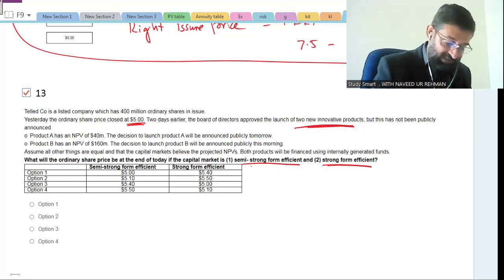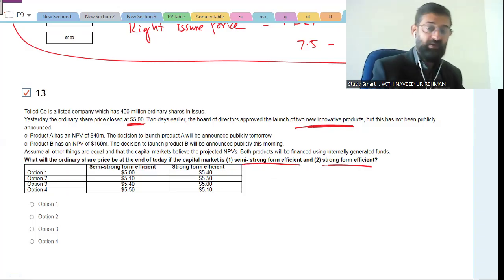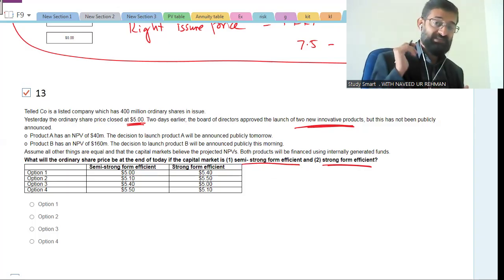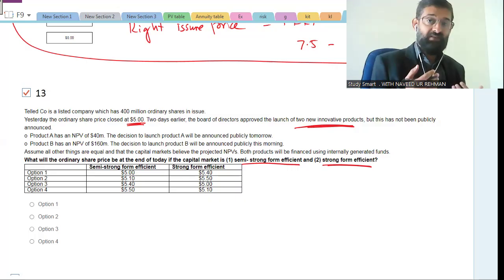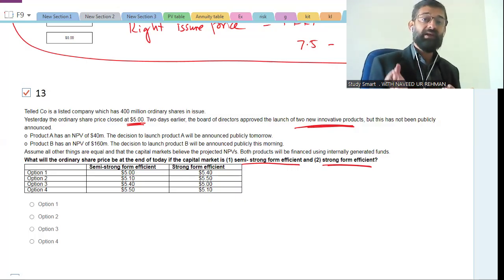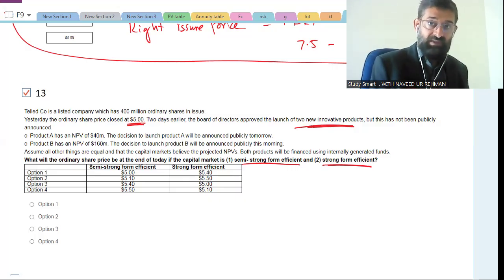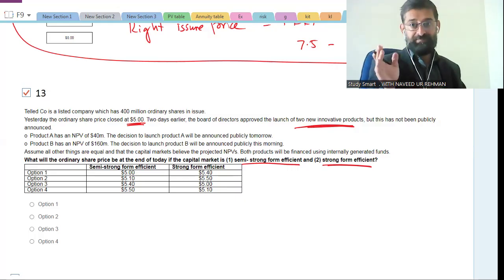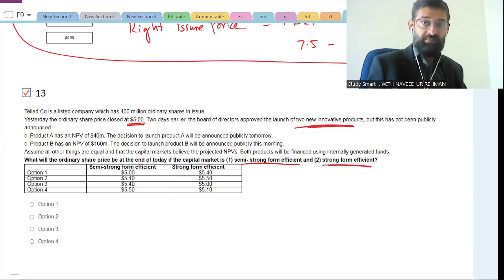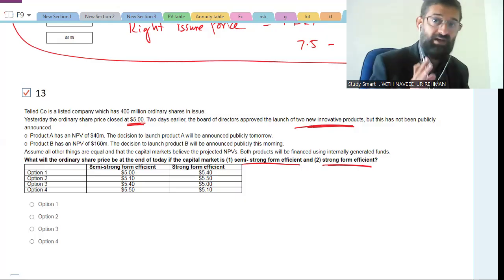Now, with the semi-strong form efficient market, we assume that we have the past information and the present information, which is what we call the publicly available information. So strong form efficient: past, present, future. Semi-strong efficient market: we have the past and the present information, which is the publicly published information. Okay.